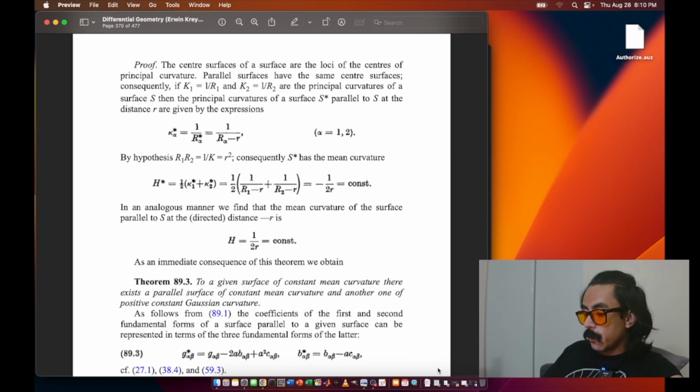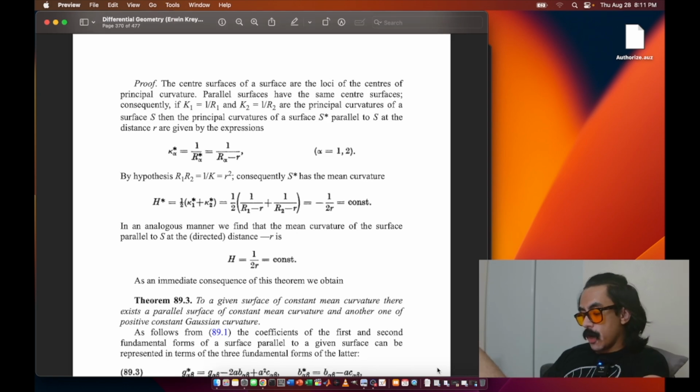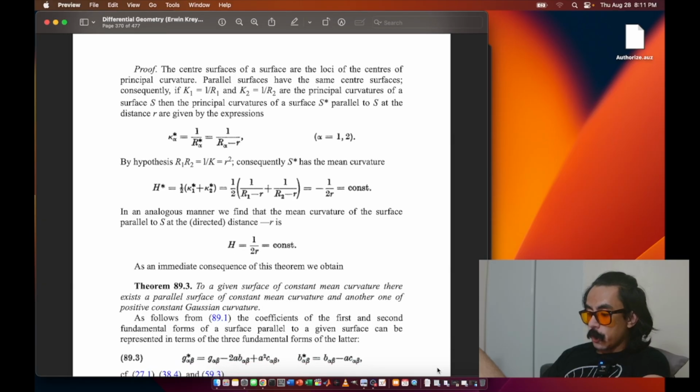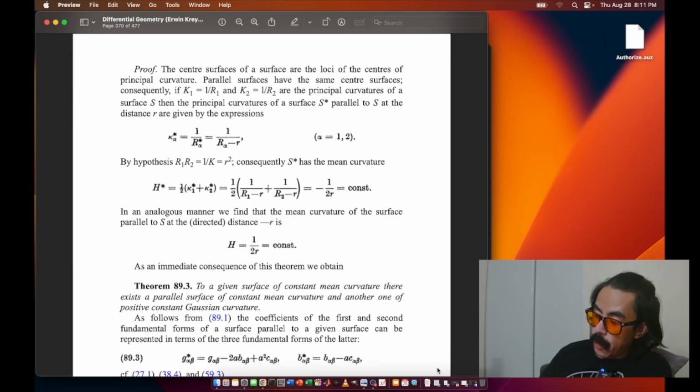The center surfaces of a surface are the loci of the centers of principal curvature. Parallel surfaces have the same center surfaces. Consequently, if kappa 1 equal to 1 over r1 and kappa 2 equal to 1 over r2 are the principal curvatures of a surface capital S, then the principal curvatures of a surface capital S star parallel to S at the distance lowercase r are given by the expressions kappa sub alpha superscript star is equal to 1 over capital R sub alpha superscript star, which is equal to 1 over the quantity capital R sub alpha minus lowercase r, where alpha can be equal to 1 or 2.